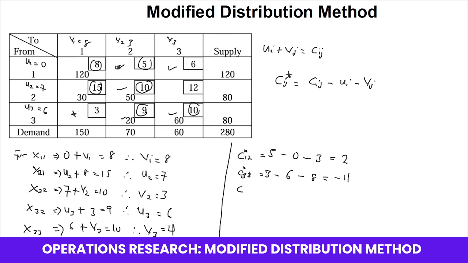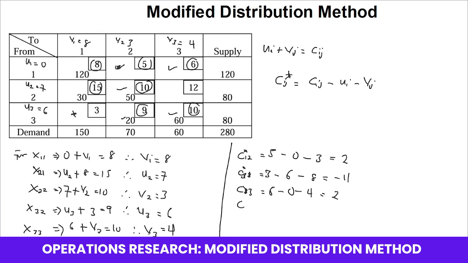We move to the next one. That's C13. So the value here is 6. So we have 6 minus 0, minus this one, the V value. We have V3 to be 4. So 6 minus 0 minus 4, and that's going to give us positive 2.